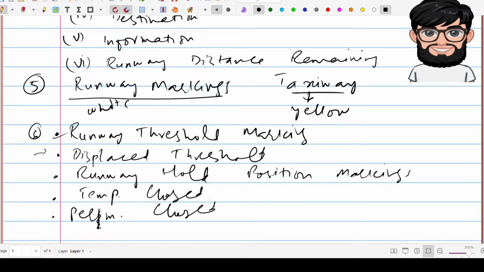Now the runway holding position markings, as the name suggests, are for taxiways. These markings indicate that the aircraft is supposed to stop there and needs clearance in order to enter the runway. Then we have the temporarily closed runways and taxiways. These markings provide a visual indication that a runway is temporarily closed. Permanently closed, as the name suggests again, could be runways or taxiways which are basically permanently closed.